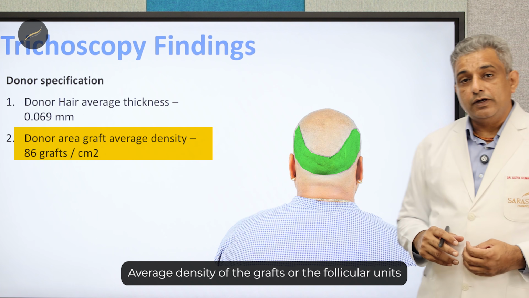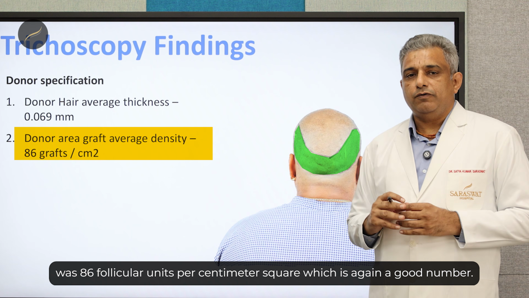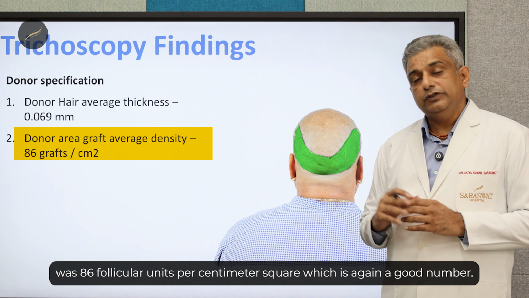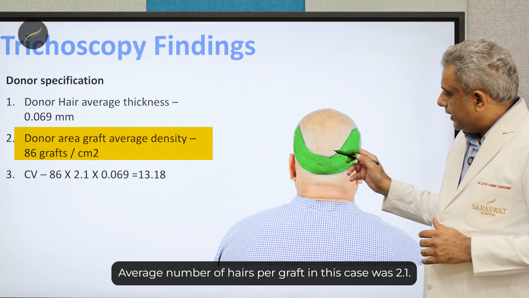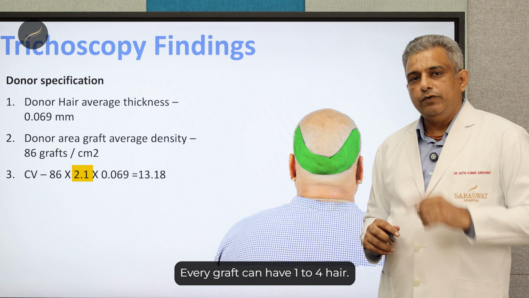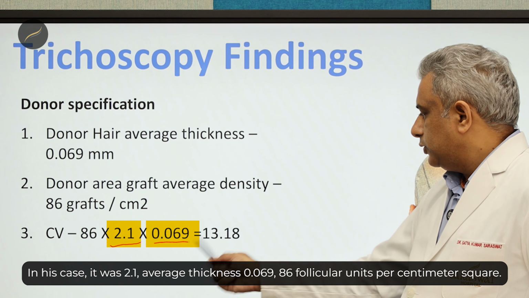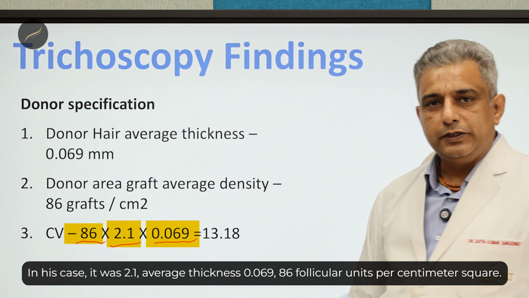The average density of the grafts or the follicular units in this case was 86 follicular units per centimeter square, which is again a good number. The average number of hairs per graft in this case was 2.1. Every graft can have 1 to 4 hairs. In his case, it was 2.1. Average thickness 0.069, 86 follicular units per centimeter square.